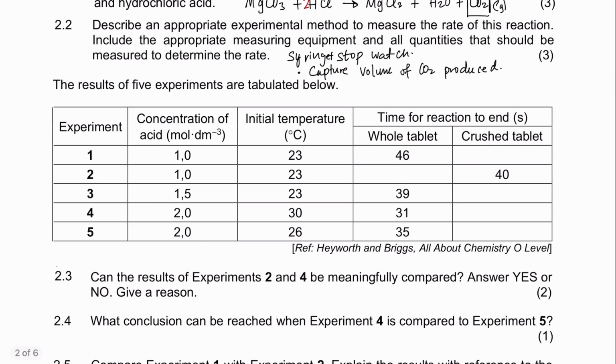2.3, can the results of experiment 2 and 4 be meaningfully compared? Answer yes or no, give a reason. So experiment 2 and experiment 4, let's highlight them. So 2 and 4. They change the concentration, they change the temperature, and they change the state of division. So the answer, we can't compare them, because there's more than one independent variable.